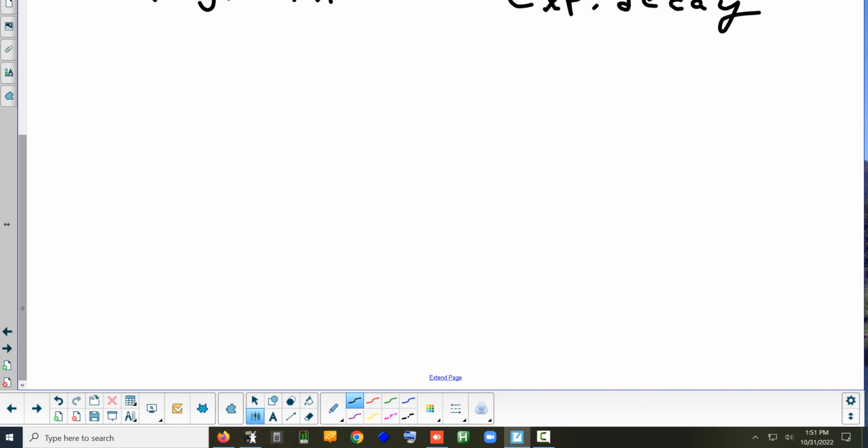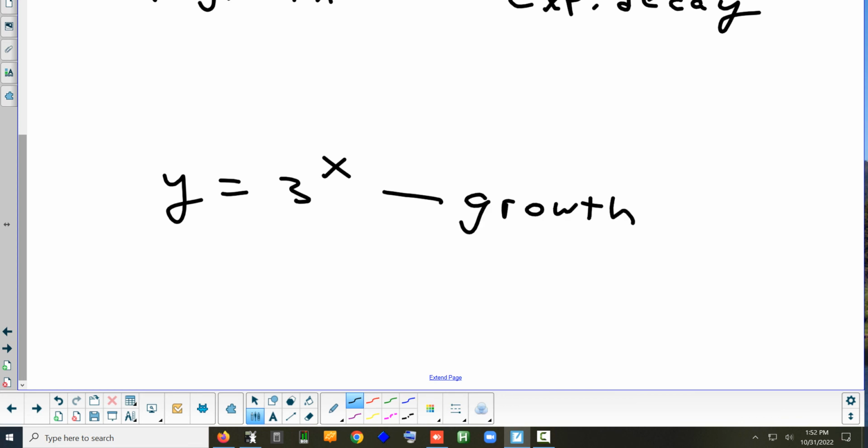Okay, so I'm going to call on someone and see if you can tell me when it's growth versus decay. All right, so Kiana, would that be exponential growth or exponential decay? That's growth, because that has a base bigger than 1. How about 2/3 to the x? Growth or decay? Decay. It's decay, right? The base is less than 1. 2/3 is like 0.6 repeating. This is decay.